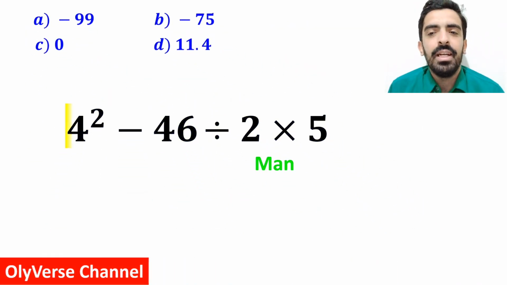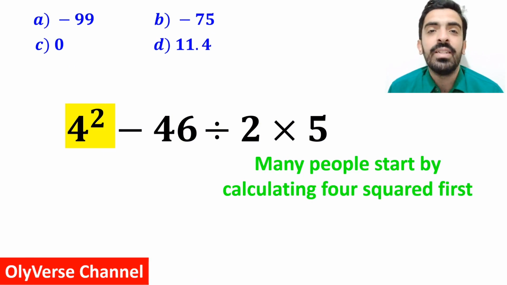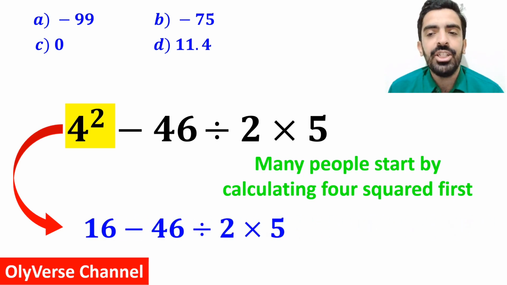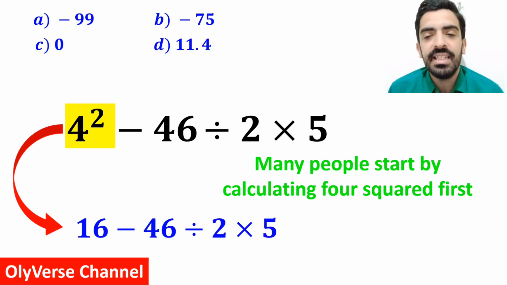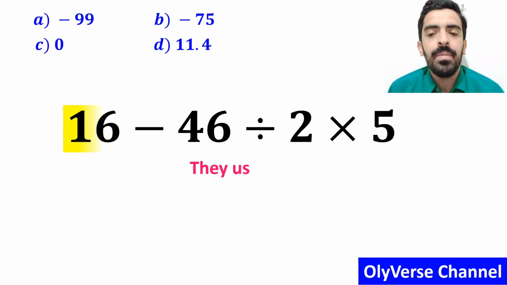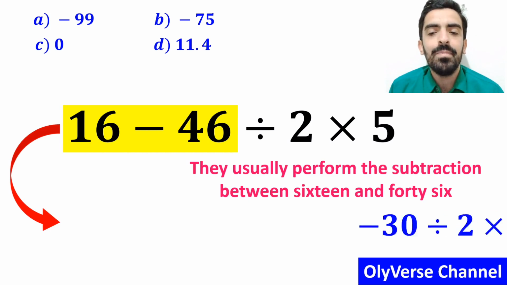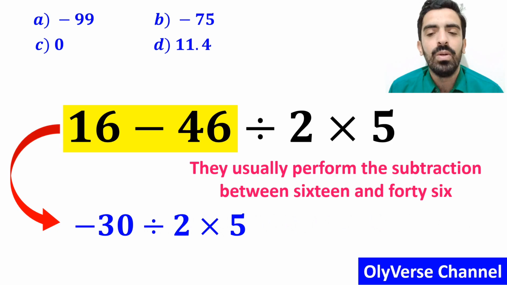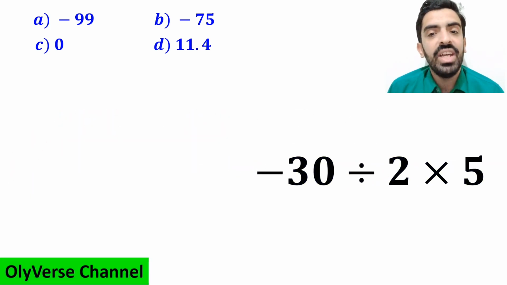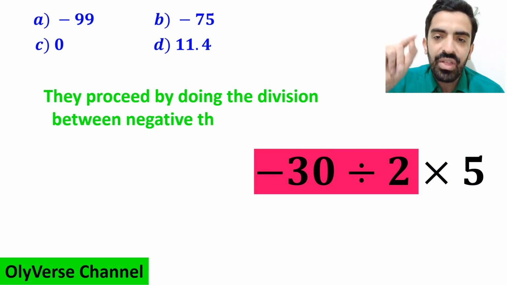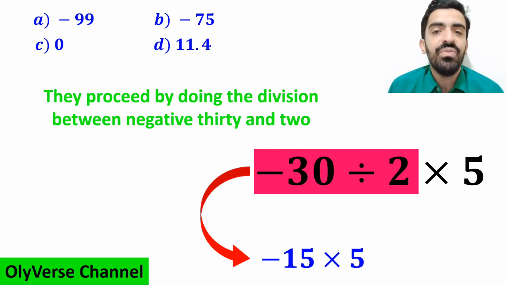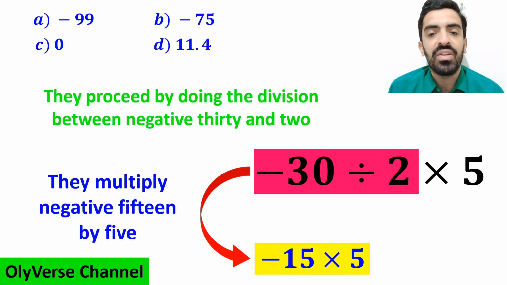To solve this question, many people start by calculating 4 squared first, and instead of the original expression, they rewrite it as 16 minus 46 divided by 2 multiplied by 5. And the next step, they usually perform the subtraction between 16 and 46 and simplify this expression to negative 30 divided by 2 multiplied by 5. Then, they proceed by doing the division between negative 30 and 2, which gives them negative 15 multiplied by 5. And finally, they multiply negative 15 by 5, which ends up with the answer negative 75.